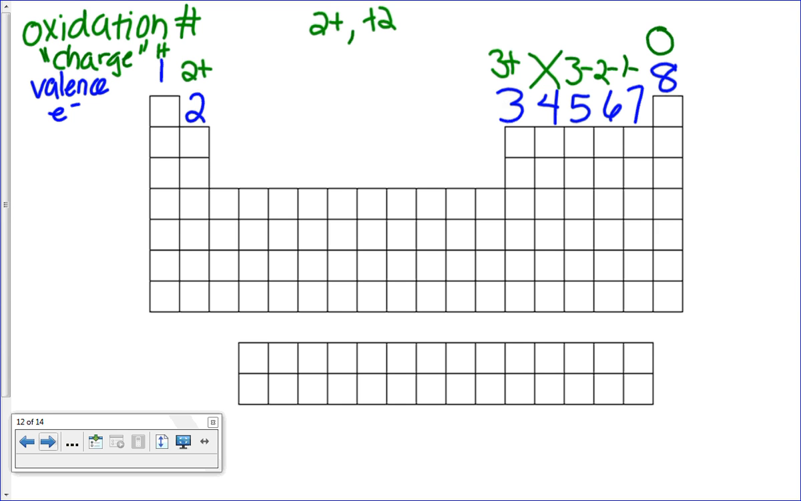Okay, so now on this assignment where it talks about filling out oxidation numbers, you have the oxidation numbers for all the representative elements. So if I asked you what is fluorine's oxidation number, you would tell me 1 minus. If I asked you what is magnesium's oxidation number, 2 plus. Okay, easy peasy.